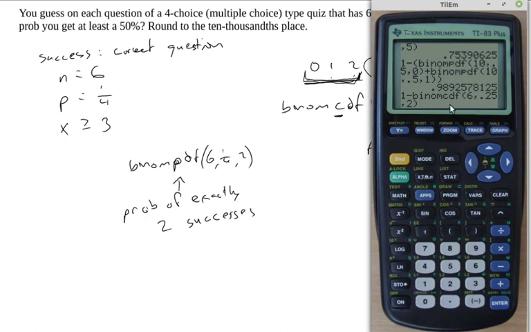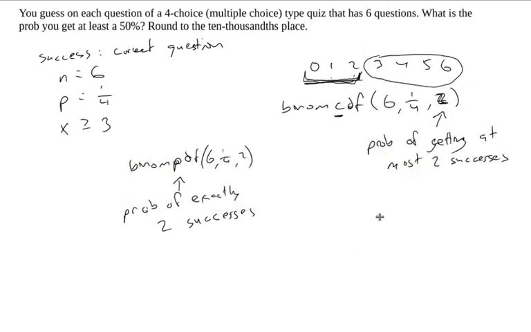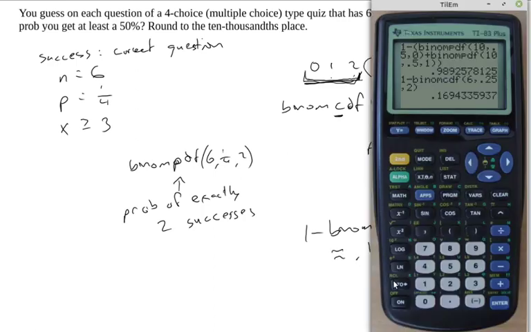BinomialCDF. Okay, so I think that's everything we need there. And this gives us 0.169. We're rounding to the 10,000ths place. That would be hundreds, or tens, hundreds, thousand. I think I said tens. Tenths, hundredths, thousandths, 10,000ths. So we want to round to 4 decimal places. This is 0.1694. 1 minus BinomialCDF 6, 1/4, 2 is approximately 0.1694.